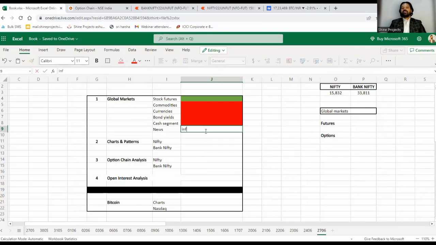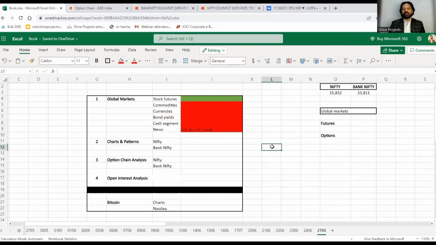And what is happening with the news flow? Inflation fears, recession fears, interest rate hike fears, and COVID-19 fears. COVID cases have been aggressively increasing in India, France, and the US. So that is very detrimental to the stock market, unless the government takes any corrective measures and all that stuff. So let's also look at the charts and patterns.